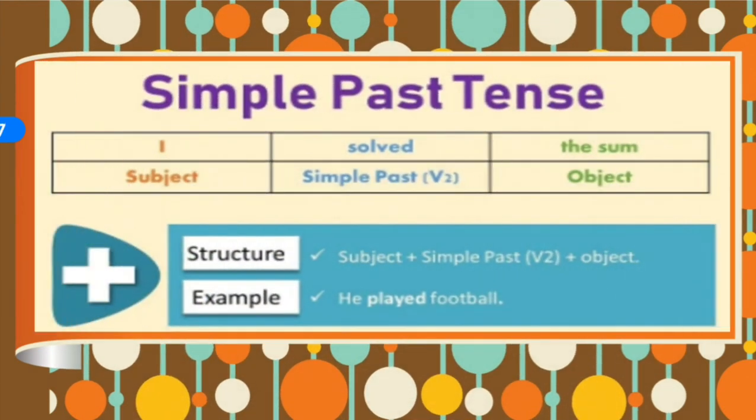Let's have a quick look at the structure of simple past tense. Children, it is very simple. Subject plus second form of the verb plus object. For example, I solved the sum. I is the subject here. Solved is the verb in simple past tense and the sum is the object. Another example, he played football. Here, he is the subject, played is the verb in simple past tense and football is the object.